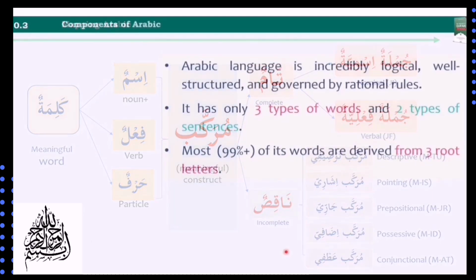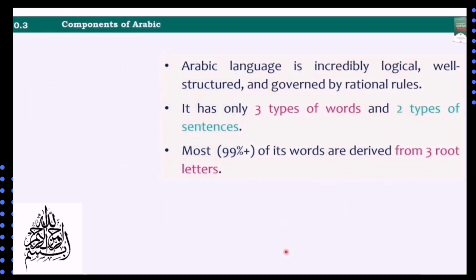What will surprise anyone who begins to study Arabic is that it is the most structured language you will ever come across. It is incredibly logical, well structured, and governed by rational rules. Rules are very easy to pick up through practice, not through memorization. And it has, as I mentioned, only 3 types of words and 2 types of sentences.